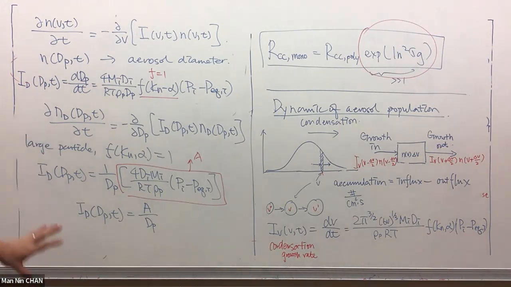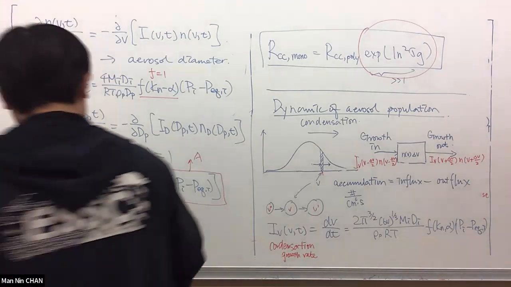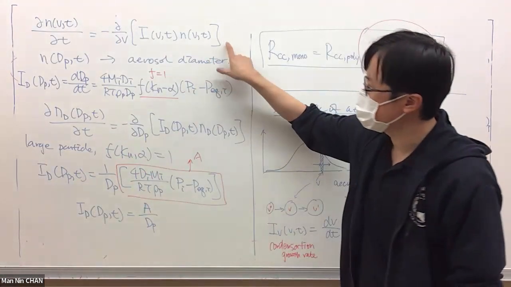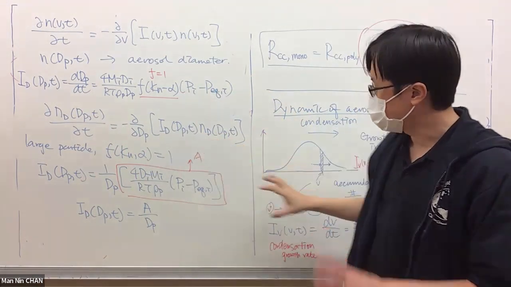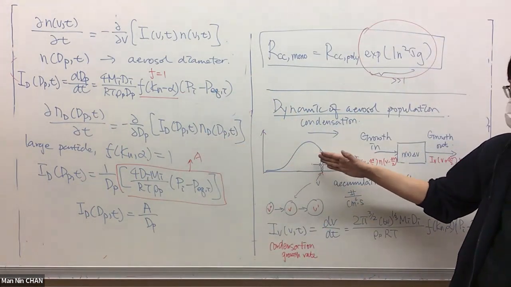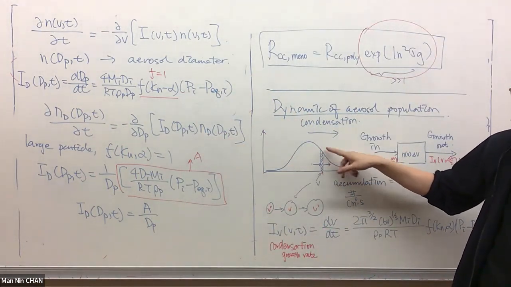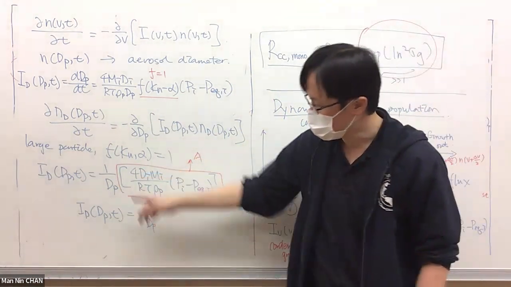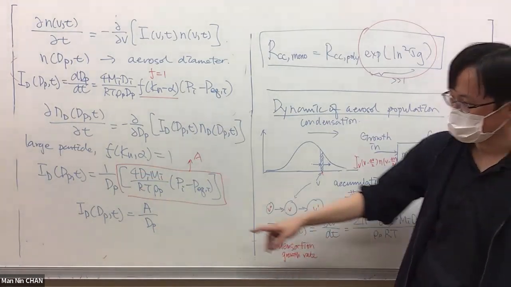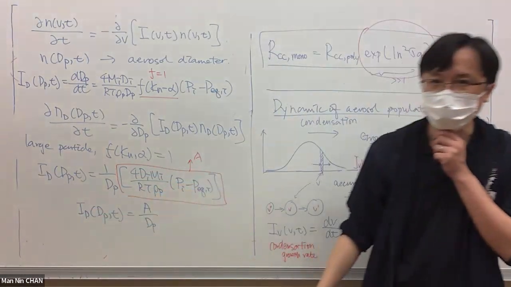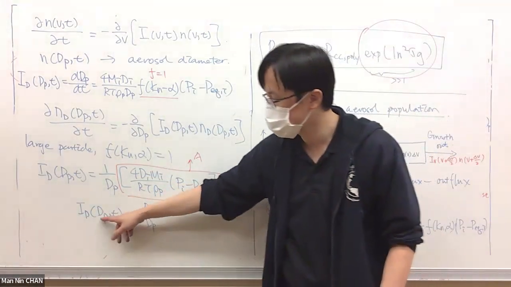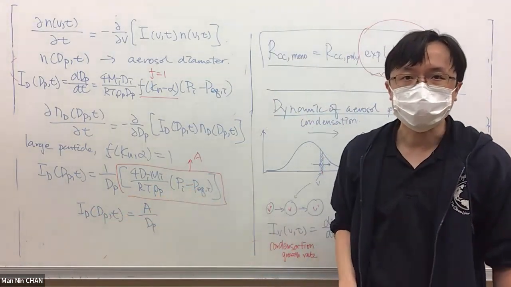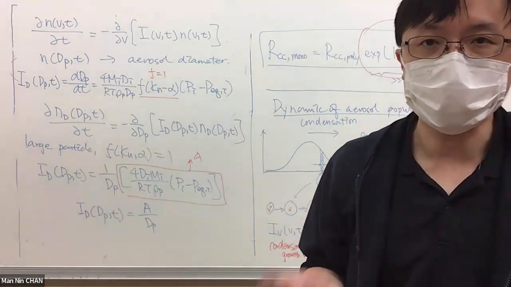I think because of the time, I want to take a break here. After the break, we're going to use this equation to help you describe how the size changes over time due to this condensation growth rate. This is I_D here, of course, it's a function of particle size. So because of the time, let's take a break.